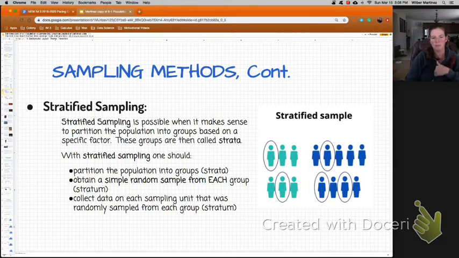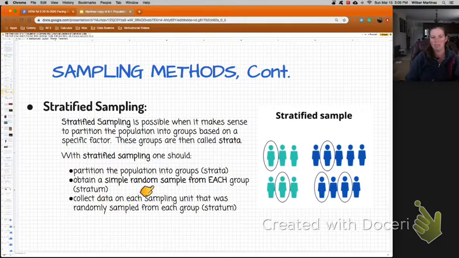So you're dividing them into groups. And then it says you obtain a simple random sample from each group. So notice that they chose one person from this group and one person from this group and one person from this group and 2 people from this group. So you're trying to get a random number of people from each type of group to participate in your survey. And that's the simple random sampling from each group once you've divided them.